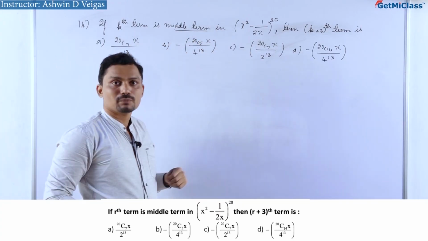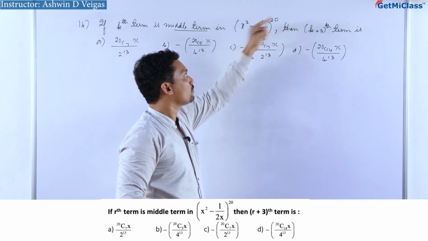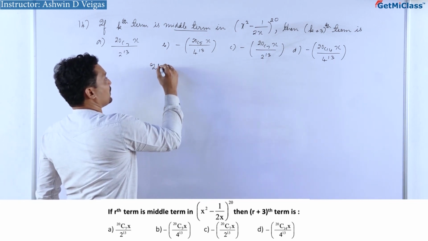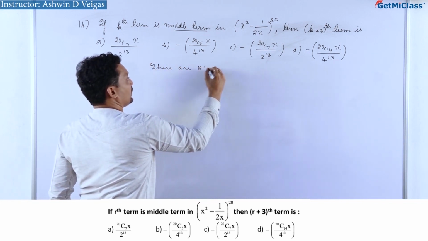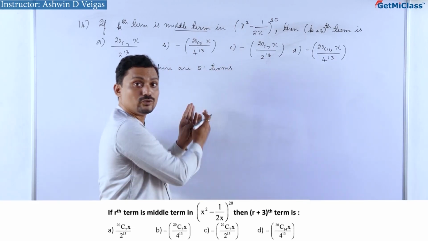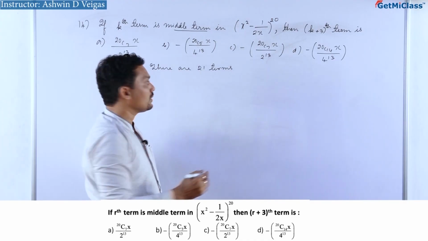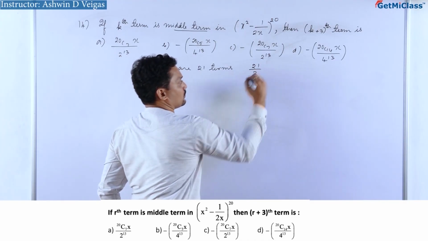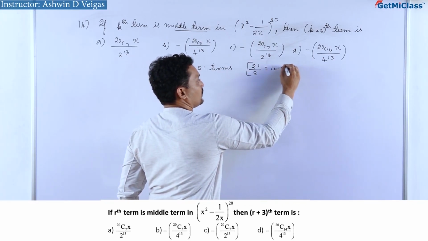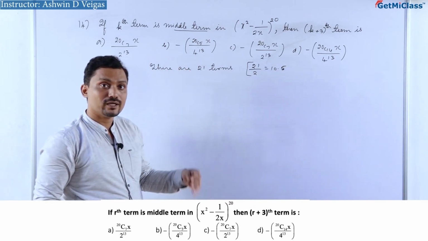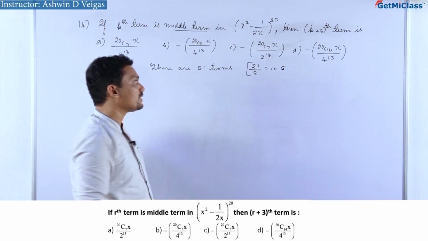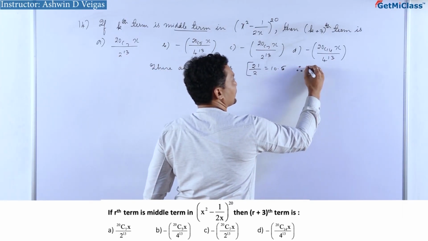Now when we look at this expansion, (x² − 1/(2x))^20, since the power of the binomial is 20, there are 21 terms in the expansion. Now when there are 21 terms, which will be the middle term? Very simple, you just divide 21 by 2. You get 10.5, and there cannot be a 10 and a half term, so it should be the 11th term. Therefore, the 11th term is the middle term.